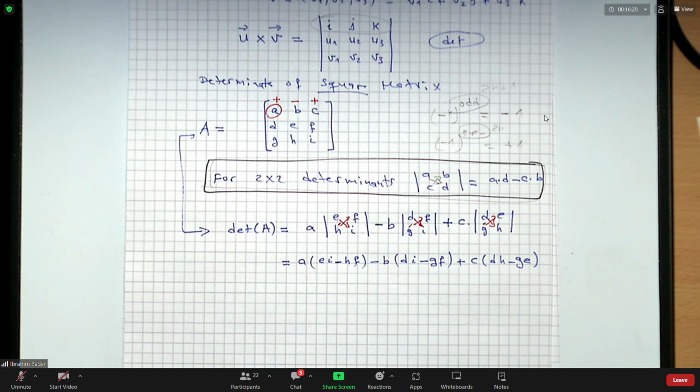Yes, please, go ahead. Why is it EI minus HF between the parentheses? Because it's from the formula for evaluating a 2 by 2 determinant. It is a rule for evaluating a 2 by 2 determinant. It's this diagonal minus this diagonal. So that's why I framed this.